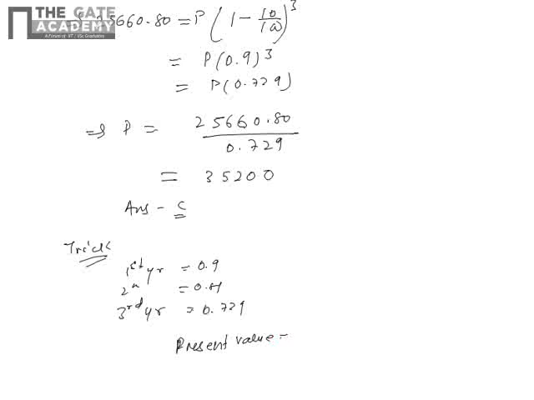The present value of that motor is 25660.80 divided by 0.729. Okay, you don't have to calculate the value, simply see. The first option is 35500, so if you go 9 into 5, then it will be 45, so an 8 should come at the end. If you multiply 9 by 2, then 8 will come, 9 twos are 18. So the first option is not true.